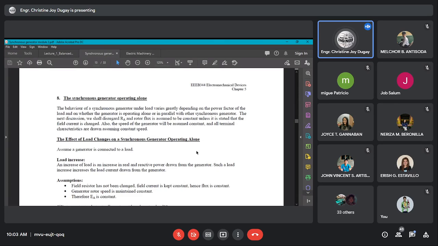So also the speed of a generator will be assumed to be constant, and all terminal characteristics are drawn assuming constant speed, no? So what is the effect of the load changes in the synchronous generator operating alone? So assume natin na meron ng connected na load. Ano ang pwedeng magiging changes lang? Either it's going to increase yung load po natin, no? So an increase in the load is an increase in the real and the reactive power drawn from the generator. So such a load increases the load current drawn from the generator. Ang ibig sabihin lang nito, no?